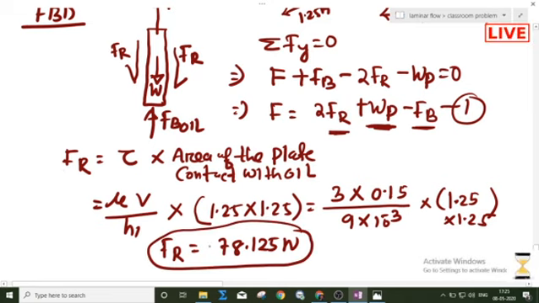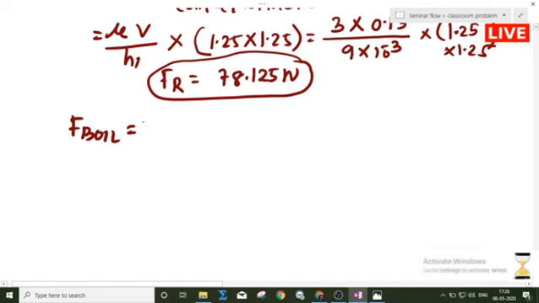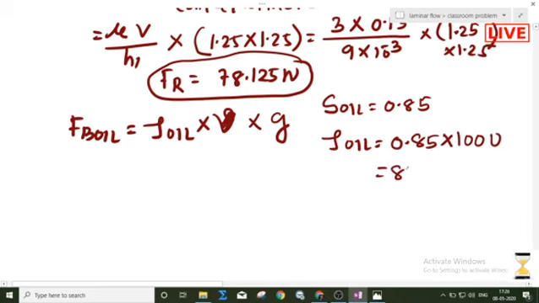Now we have to find out what is the buoyancy force. What is the buoyancy force we have to find out. So this buoyancy force by this oil will be equal to what? Density of the oil into how much volume has been submerged inside this oil, into this g. Okay, so specific gravity of the oil is given as 0.85. So what is the density of the oil? Density of the oil will be 0.85 into 1000, so this is 850 kg per meter cube.